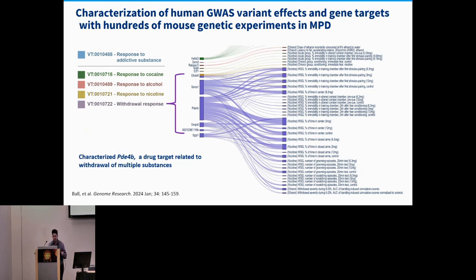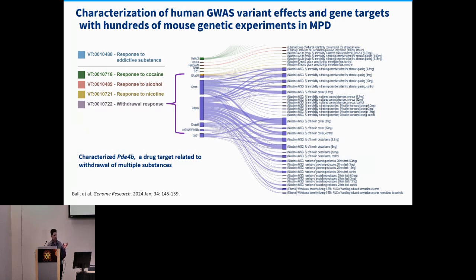We can go back to those genes and variants and traits that went into that meta-analysis. And that's what we're seeing here. So we took those genes like PDE4B, and we said, okay, what traits do those variants affect in the mouse? And they're all withdrawal-related traits. And this is supported by other literature, and it's actually being developed right now, that PDE4B is a good drug target because it's related to withdrawal of multiple substances. So imagine if you could influence that gene, so that the person doesn't necessarily feel that withdrawal effect as strongly, maybe it would help them get off the substance.